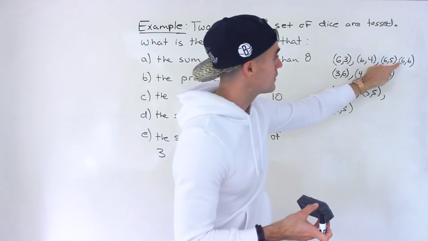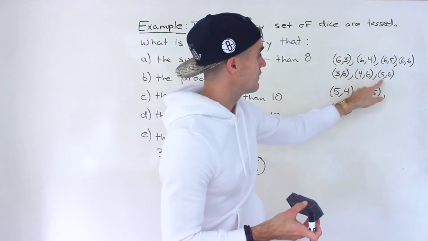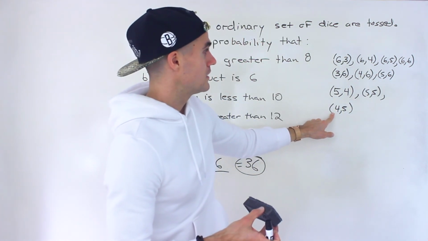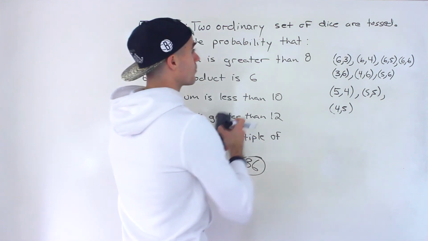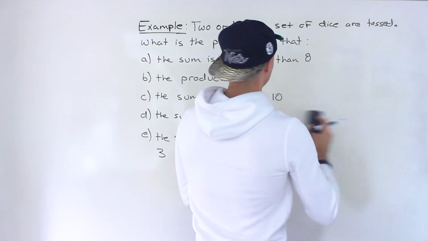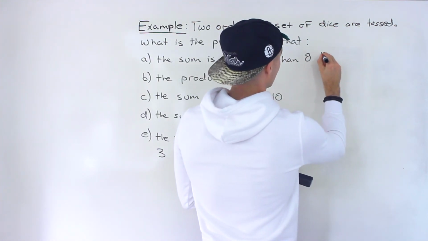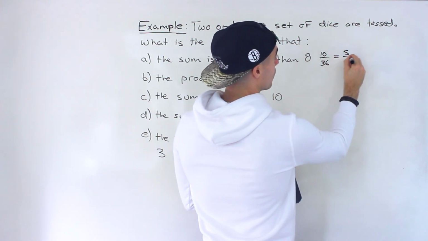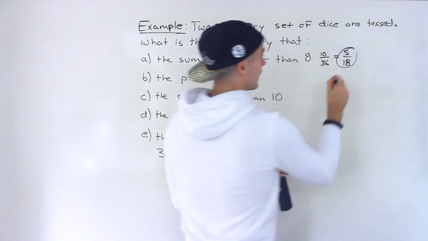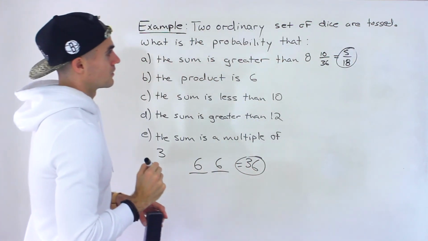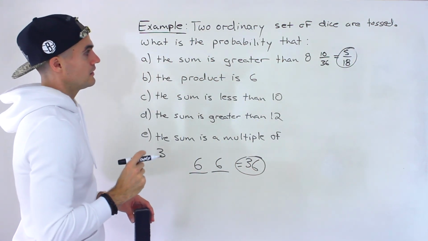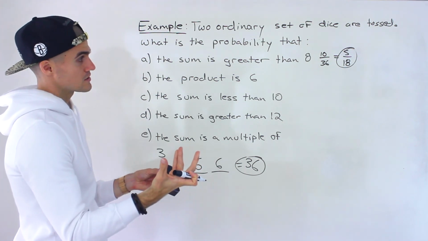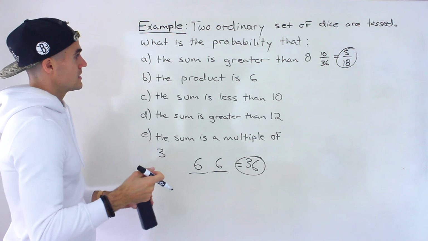And so how many elements are there? 1, 2, 3, 4, 5, 6, 7, 8, 9, 10. Right? There's 10 elements, and so the probability for A would be 10 over 36, and then you could reduce this to 5 over 18. Right? So that would be the probability that the sum of 2 dice is greater than 8 if you toss them. So that's the answer to A.